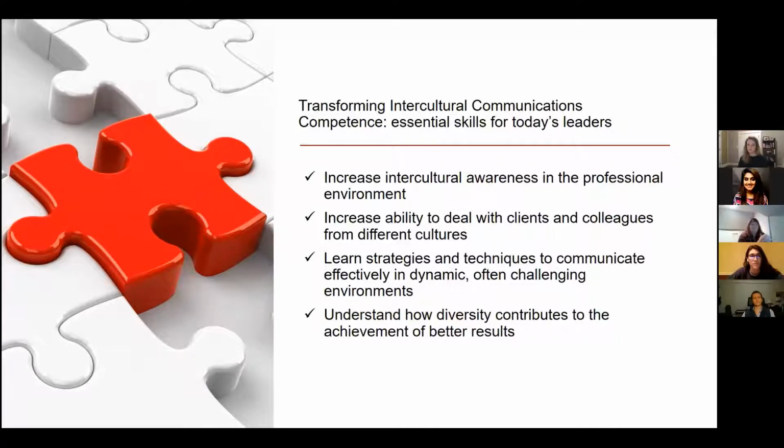And then we also need to understand how diversity contributes to the achievement of better results. And it's important to co-design what those results will be. One of the many reasons for misunderstandings across cultures is the false assumption that we're all the same. While unity is an admirable ambition, it's probably an impossible one. And I know that's not always what everybody wants to hear. But we're not all the same. We are all different.